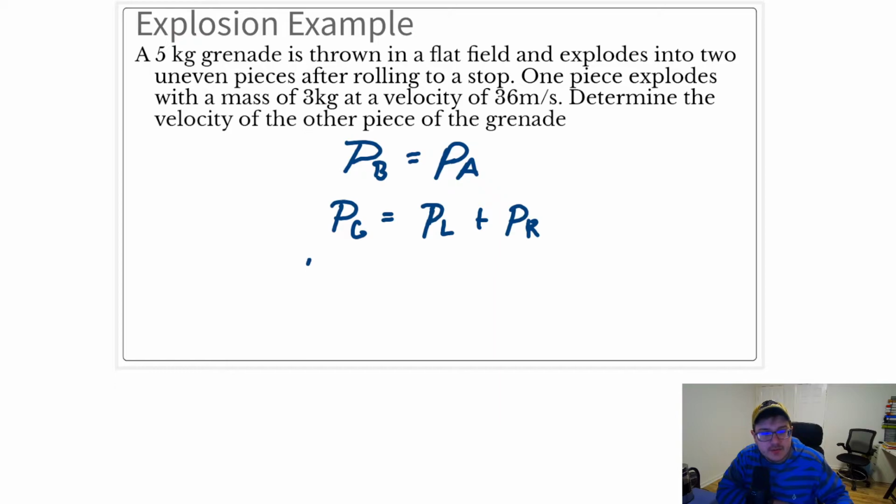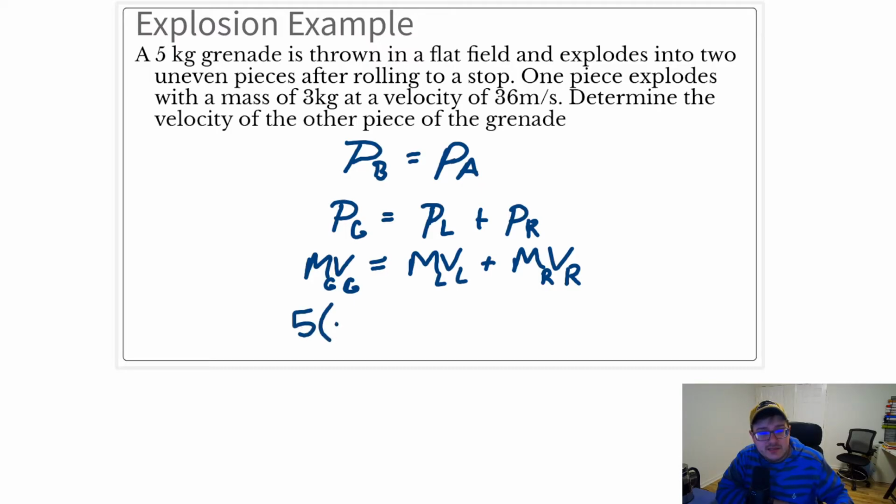Let's determine the velocity of the other piece of the grenade. Momentum is mass times velocity, which equals mass times velocity of the left piece plus mass times velocity of the right piece. You can put L and R in here to keep your variables straight. What is our total mass? The total mass is 5, but before the explosion the grenade is not moving, so it has a velocity of 0.